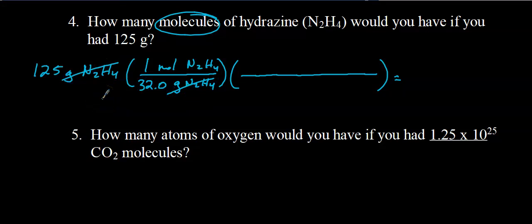So at this point in the problem, we have moles of hydrazine. So let's continue from there. So where must moles of hydrazine go in our second conversion factor so that it cancels out? And what are we trying to find? The question asks for molecules, so that's going to go on top.